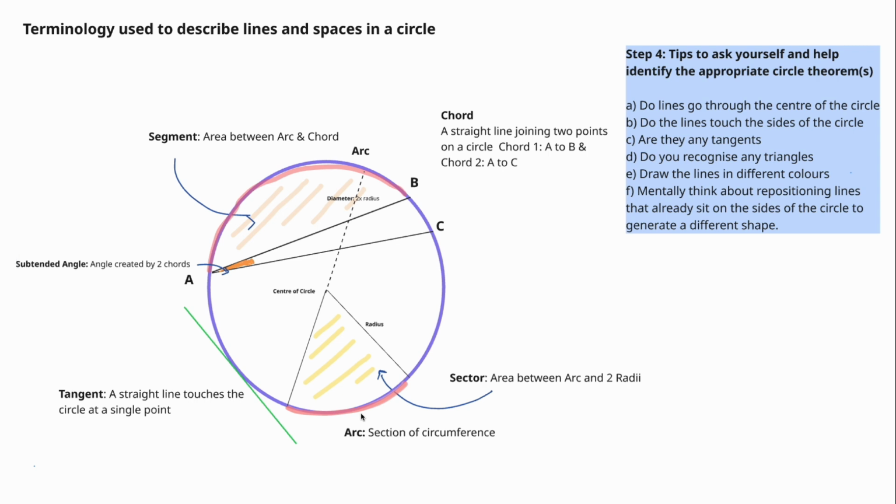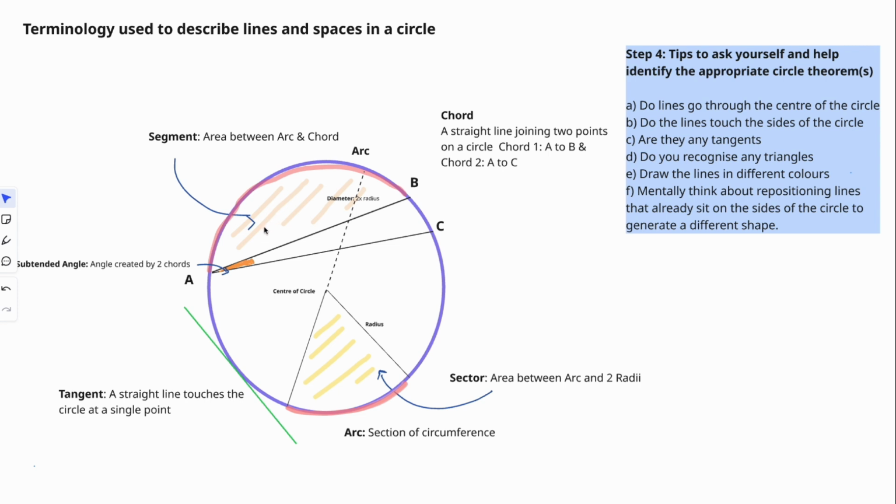Moving anti-clockwise up around the circle, we have 2 lines, AB and AC, that do not go through the center of the circle and are referred to as chords. If the line was to pass through the center of the circle and touch the opposite side of the circle, then that line would be the diameter, denoted by the dashed dotted line here. As we travel round the circle in an anti-clockwise direction, the space trapped between the arc, remember that's the section of the circumference, and the chord AB is referred to as the segment.